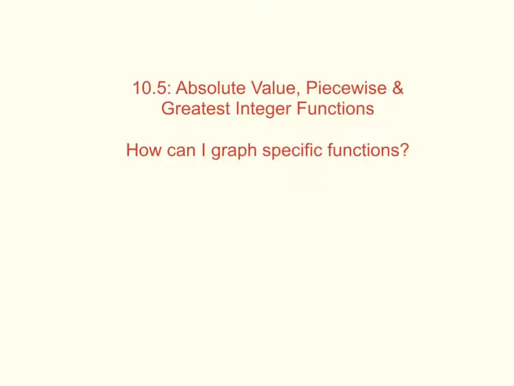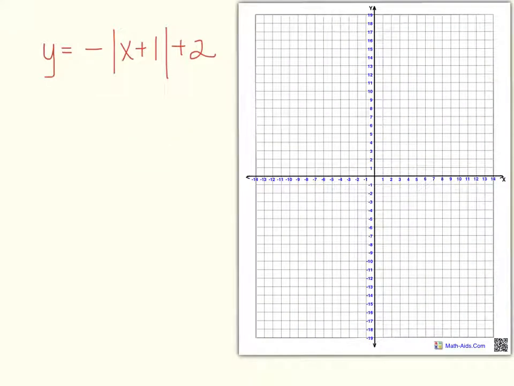So for section 10.5, we're going to be looking at graphing three specific polynomial functions: the absolute value function, some piecewise functions, and some greatest integer functions. I first want to start by looking at an absolute value function.